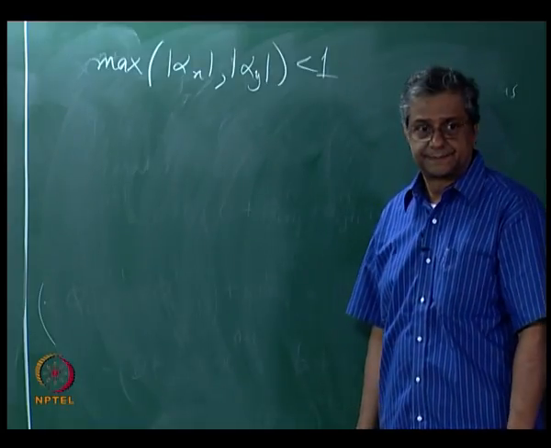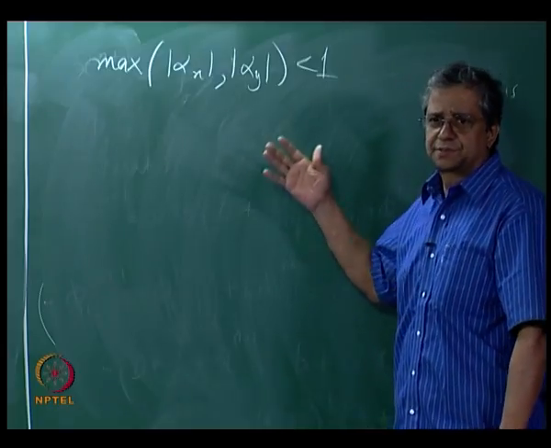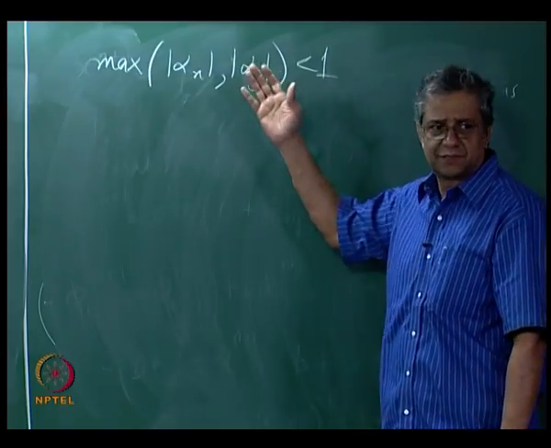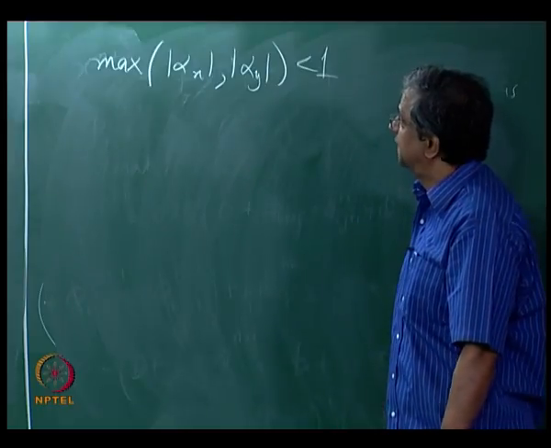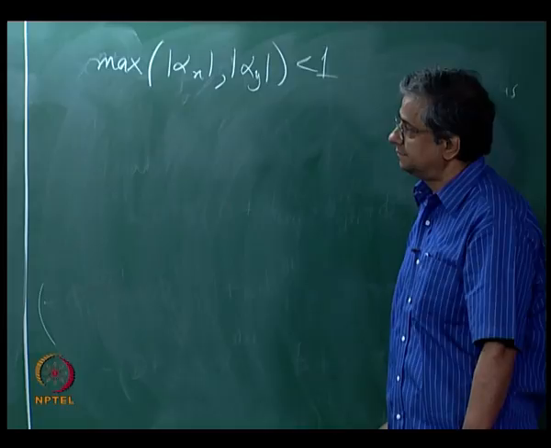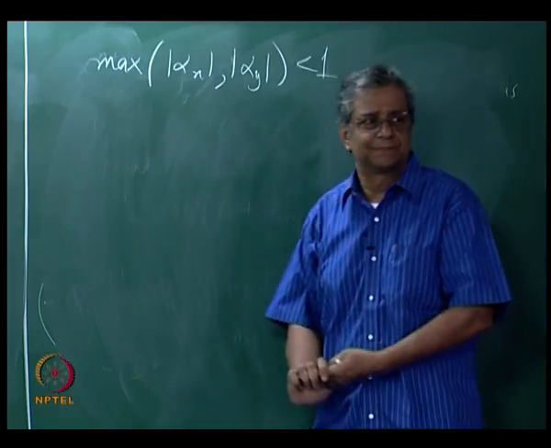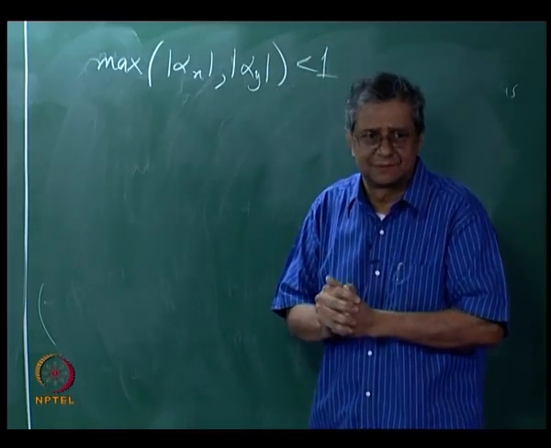Any questions? So if I have 3 equations instead of 2 equations, then it would be max of alpha x, alpha y, alpha z and so on, okay. The largest one has to be, the magnitude has to be less than 1, okay. But see, in real life this does not always happen this way.